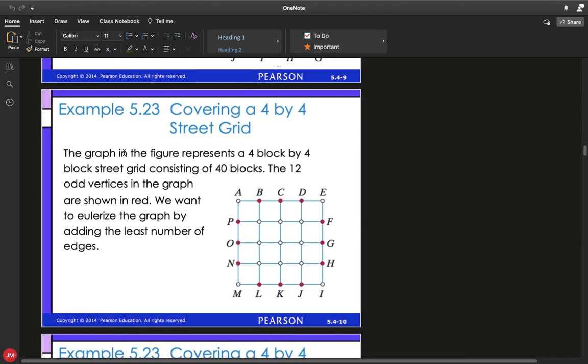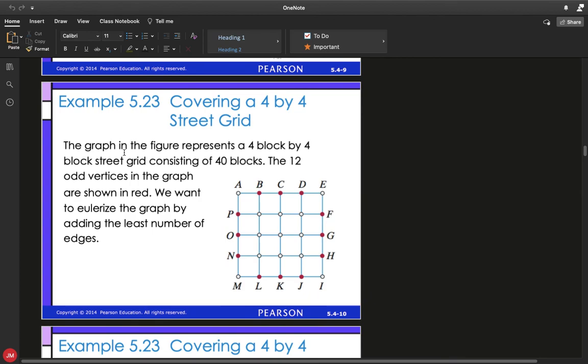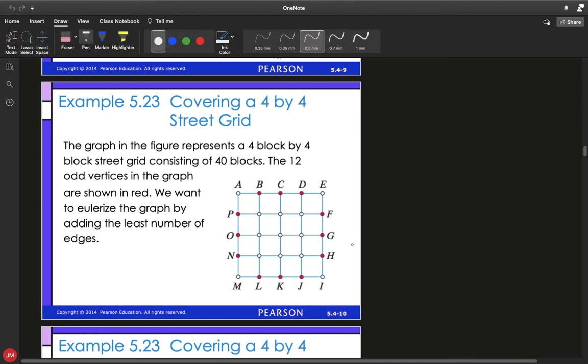Now that changes when we make our graph a little bit bigger. So instead of going 3 by 3, we're going to look at one that's 4 by 4. Now this graph has 40 blocks in total and 12 odd vertices now. Remember before there were just 8. But here's going to be kind of the hard part, is now we need to figure out a way that we can connect our odd vertices.